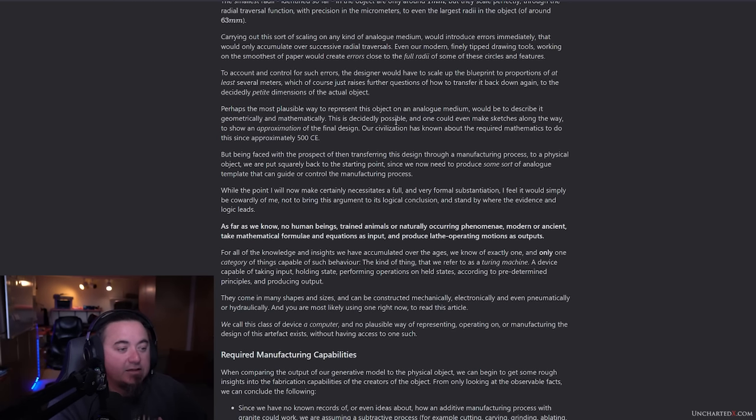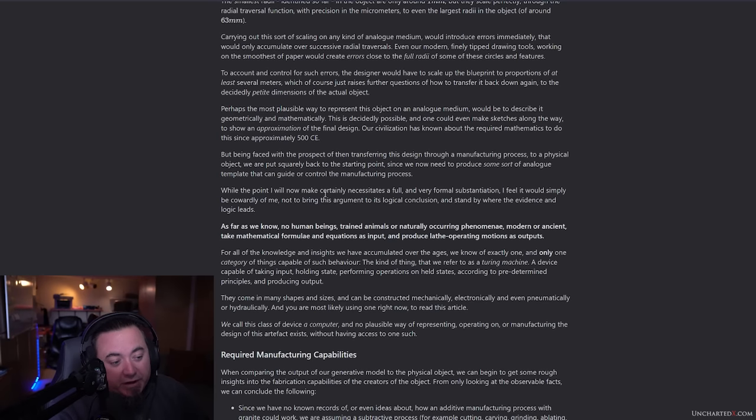So what he's saying is that the best way to actually describe it would be to use mathematics, to use geometry and maths. Using equations, you can pretty much describe it, but then you still have to transfer that design, be it in geometry or just in maths, into a physical object, some analog form of manufacturing.